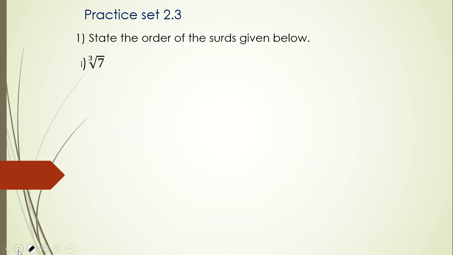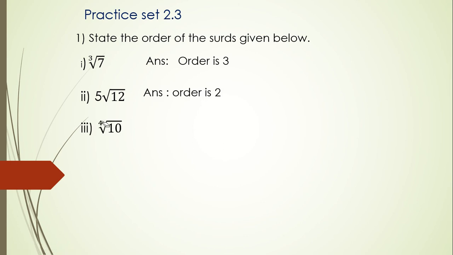Now, let's move on to practice set 2.3. State the order of the surds given below. Now this is very simple. Order means n, right? So here the order is 3 in this case. 5 root 12. So this 5 is outside the radical sign. Okay, you just have to be careful, 5, whether it is outside or it is inside. So this is going to be 2. Order is 2.